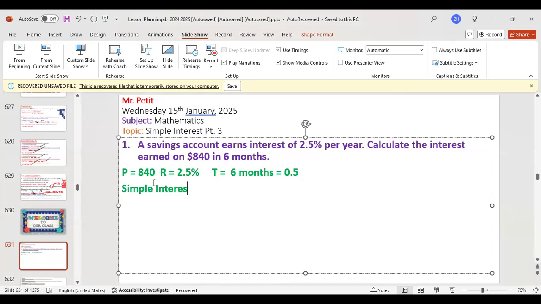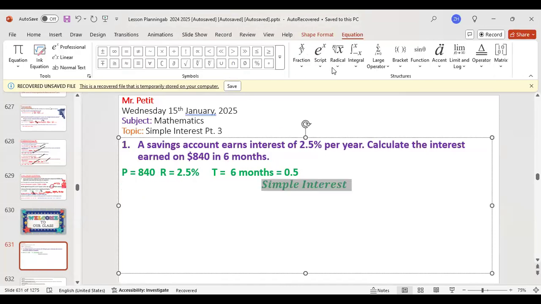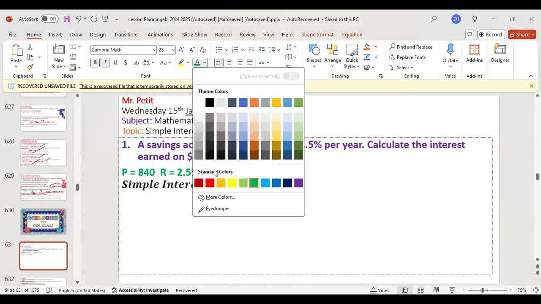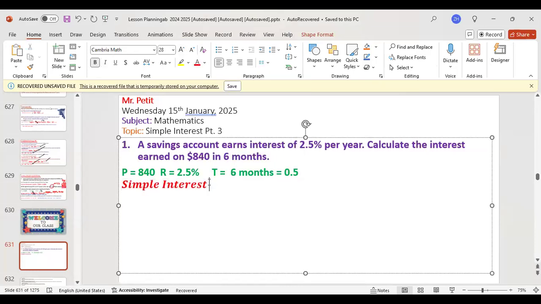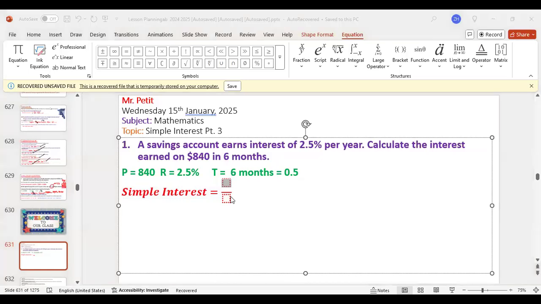Simple interest. Did anyone get an answer for this? 10.5. What did y'all get? 10.5. I get 10.5. Anyone else? 10.5 as well? If you get anything other than 10.5, let me know, because that's what people are saying. Let's check.